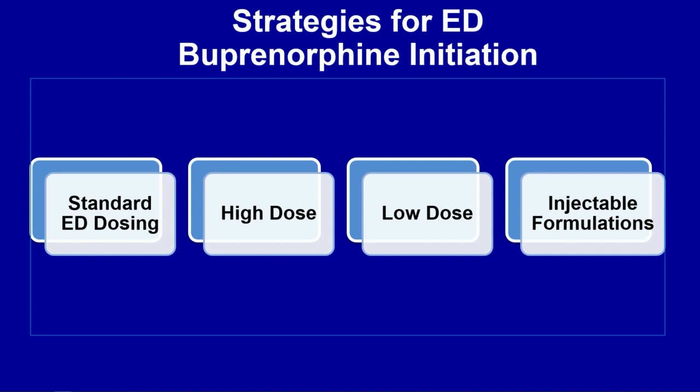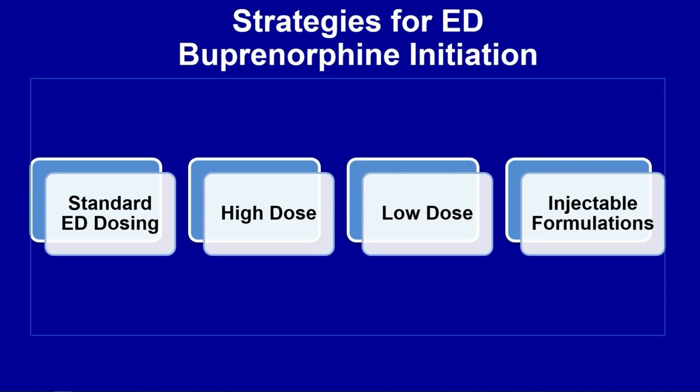So we're going to talk a little bit about the clinical context of strategies for how you do dosing for buprenorphine in the emergency department. A lot of this is going to be based on either trials we've done or things that we've tinkered with over the past probably 10 to 15 years. When you think about how you start buprenorphine in the emergency department, there are kind of four buckets of things that we really think about.